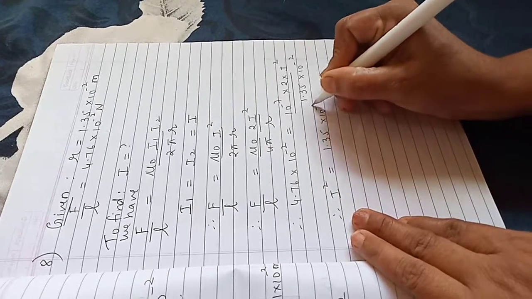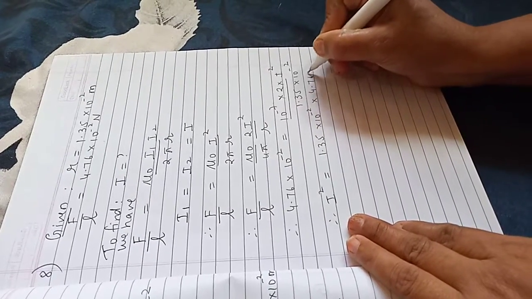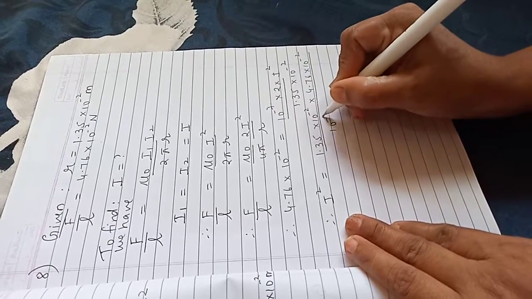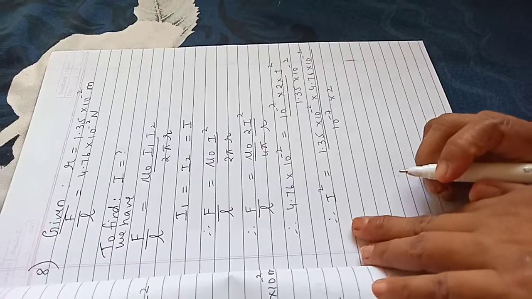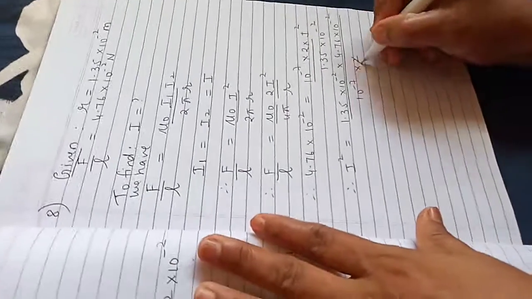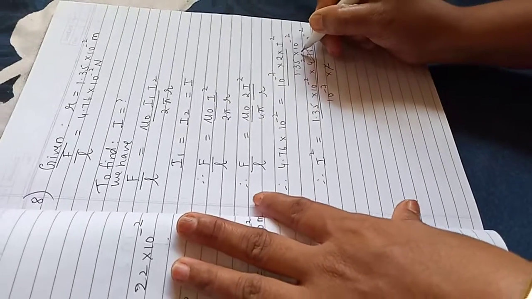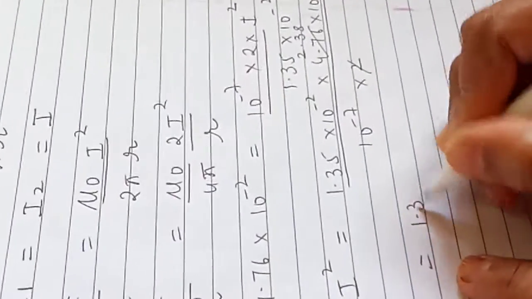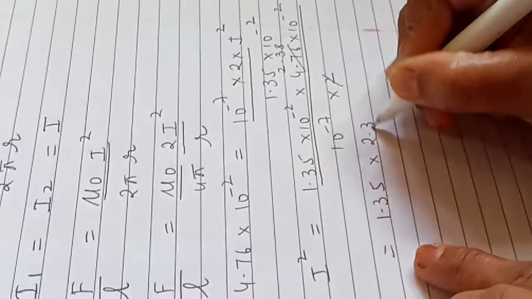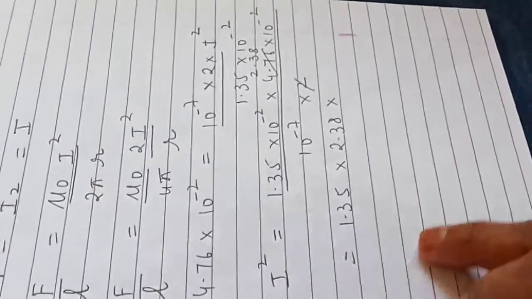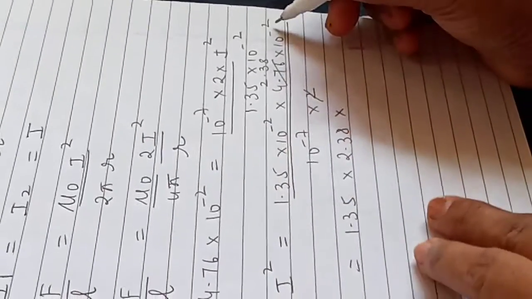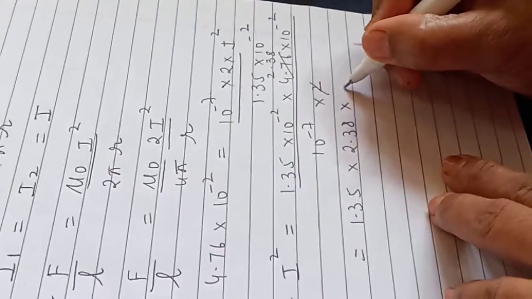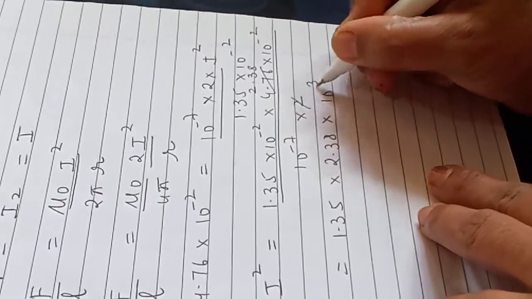1.35 into 10 raised to minus 2, 4.76 into 10 raised to minus 2, divided by 10 raised to minus 7 into 2. Are you okay here? I tell you the approximate answer. Look here: 2 2s are 4, 2 3s are 6, 2 8s are 16. Here 1.35, 2.38, and sorry, minus 4 minus 2 minus 4, minus 4 plus 7 is plus 3.